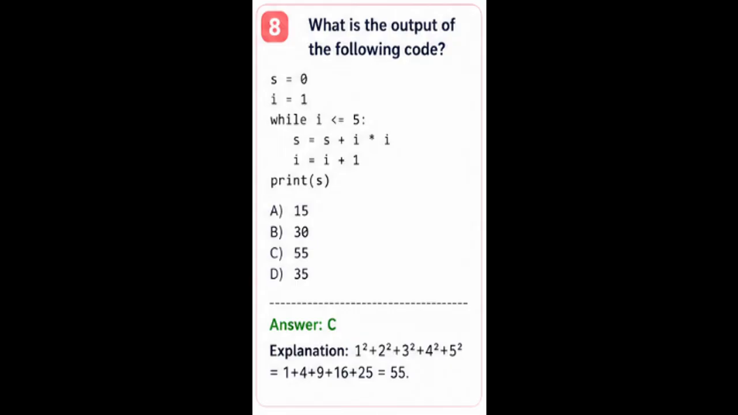What is the output of the following code? s is equal to 0, i equal to 1, while i less than or equal to 5, s equal to s plus i into i, i equal to i plus 1. So i into i means it is going to be square. As simple as that. So 1 square, plus 2 square, plus 3 square, plus 4 square, plus 5 square. Then 6 cannot be here because 6 is neither less than nor equal to 5. So it is terminated. 1 square plus 2 square plus 3 square plus 4 square plus 5 square, which is 1 plus 4 plus 9 plus 16 plus 25, which is 55.